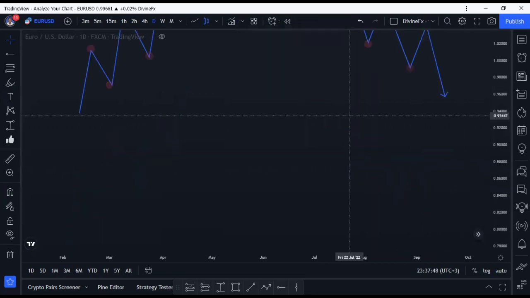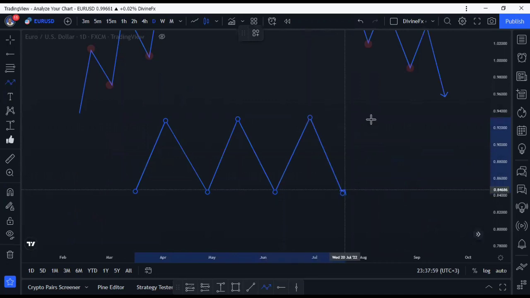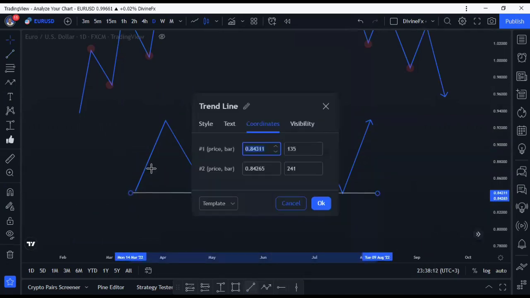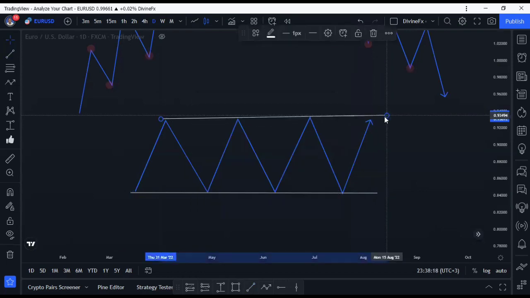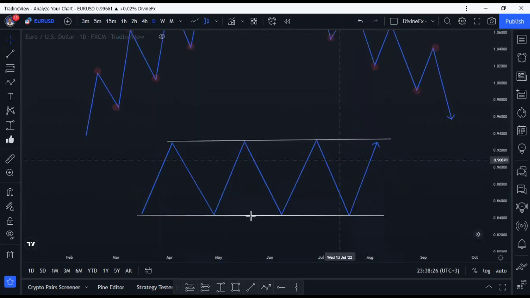Also, we have a sideways market. We have this series of highs and lows which are ranging in a certain price range. The price is ranging in this range. Price is moving in a range. So whenever you come across this kind of market, you can identify it as a consolidation or ranging market.